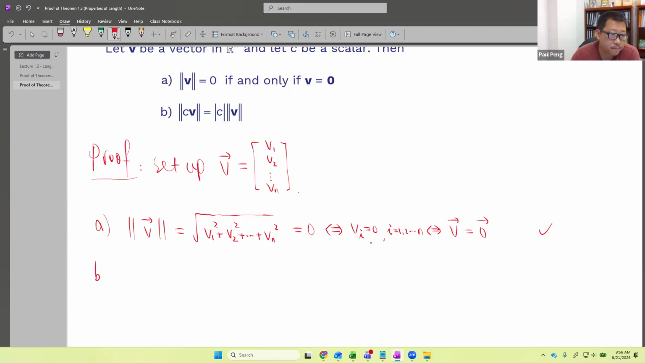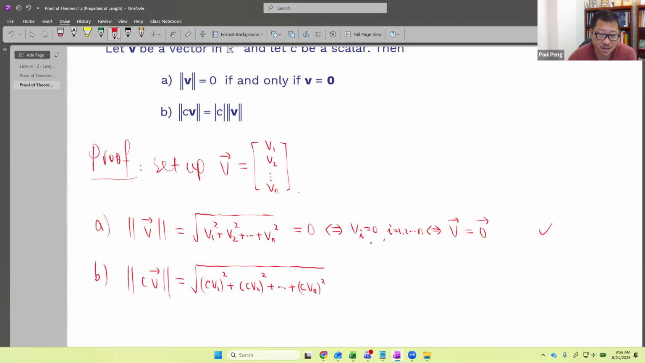Now part B. Let's do scalar multiplication, c times v. What is the length, again by definition? The first coordinate is c v1, squared, plus c v2 squared, and so on to c vn squared. What do we get?